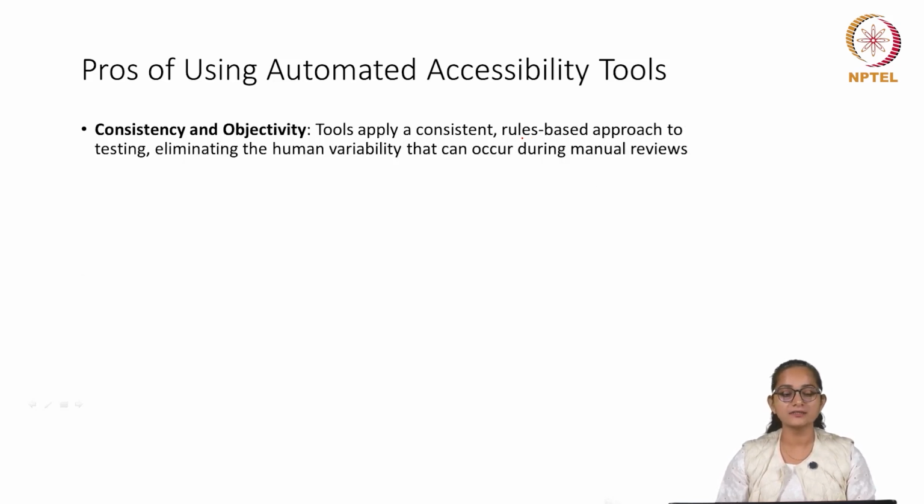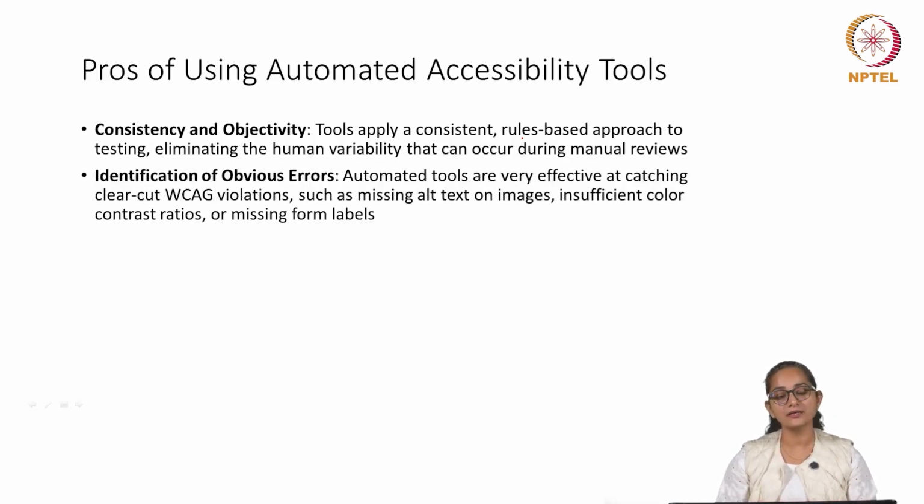Other pros consist of consistency and objectivity. If people are very familiar with these web accessibility guidelines and they are experts, they can provide a lot of information and help in a lot of accessibility compliance. But human variability can occur, human error can occur during manual reviews. So, such tools can offer consistency and objectivity in developing reports, etc. And it also helps us in identifying obvious errors.